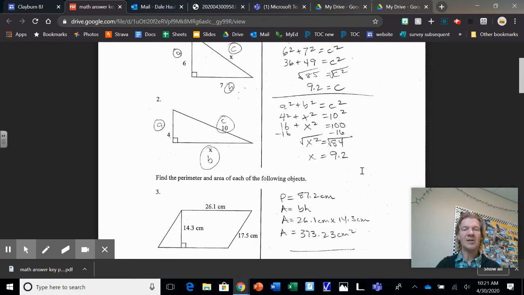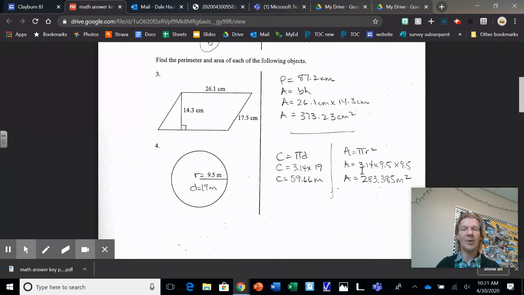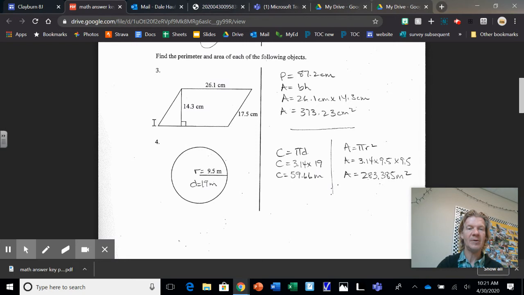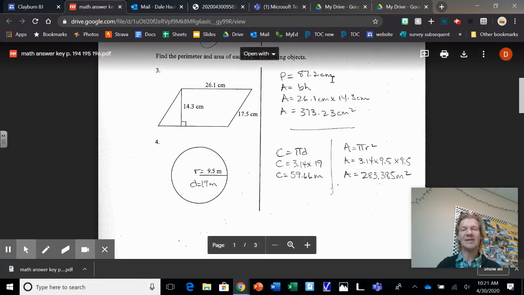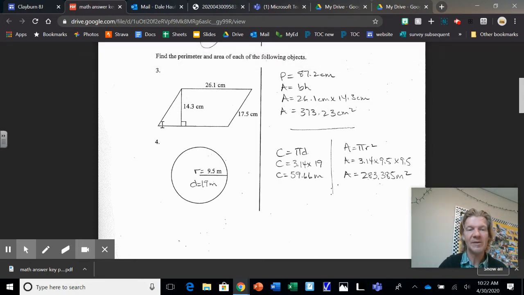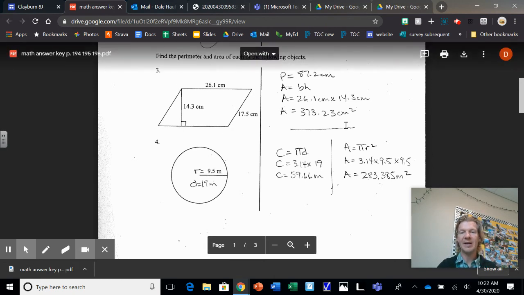All right. The next one is find the area and perimeter. So perimeter is just the distance around this. So I have to add all 4 sides, not this. This is the height or the altitude. Add the four sides and I get 87.2. And then the area is base times height. So the base is 21.6 times the height, 14.3, and that's the area.